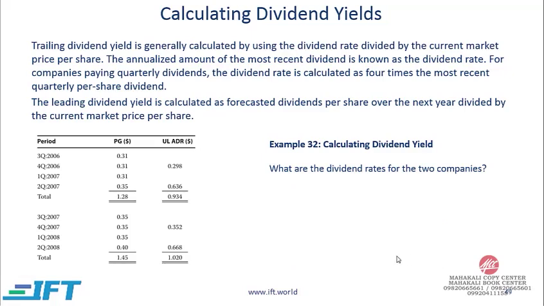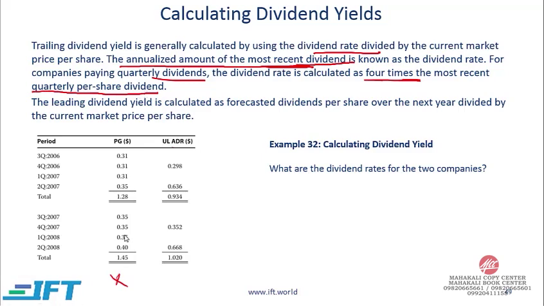Okay, now you might think that calculating dividends is easy and calculating dividend yields is easy, but there are a few basic caveats. As with other ratios, you can have trailing numbers and leading numbers. Companies might pay dividends every quarter. They might pay dividends every 6 months. So let me emphasize what you need to do here. Trailing dividend yield is generally calculated by using the dividend rate divided by the current market price per share. Okay. Then the question is, what's the dividend rate? The annualized amount of the most recent dividend is known as the dividend rate. So this is an important point. It's the annualized amount of the most recent dividend. For companies paying quarterly dividends, the dividend rate is calculated as 4 times the most recent quarterly per share dividend.